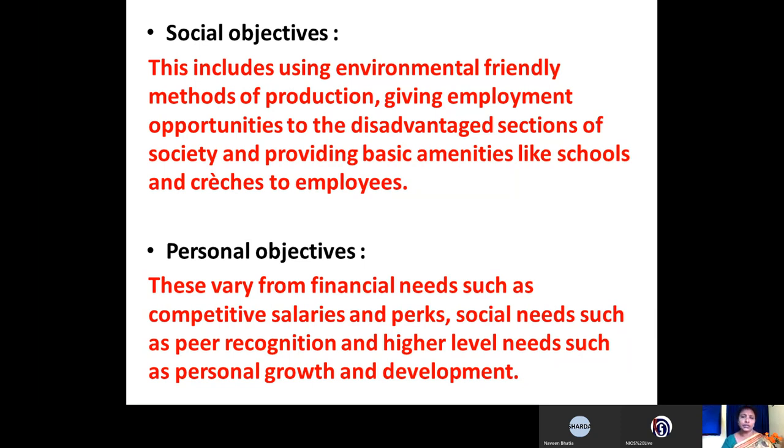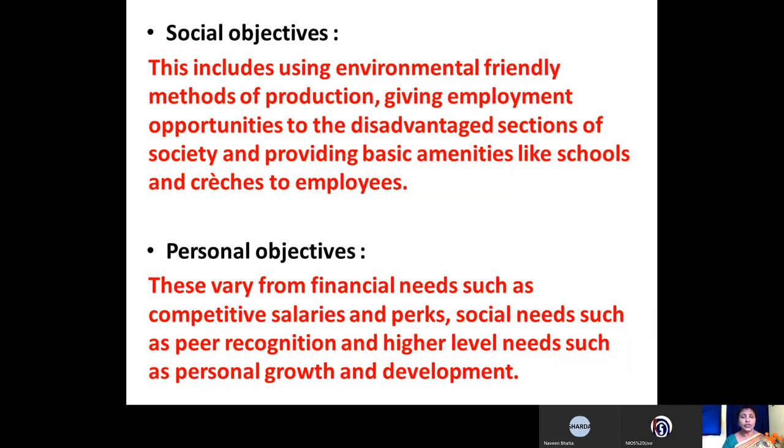Another important social objective which we shouldn't ever leave off is to give employment opportunities to the disadvantaged sections of the society. They may be based upon certain characteristics which they have inherited from their forefathers, or it can be young people and children who are born physically or mentally with disadvantages. Can we help them? This should be one of the social objectives of every business. The next one is we can provide basic amenities to the employees, like providing schools for their children and crèche facilities. These can be some of the social objectives of business.